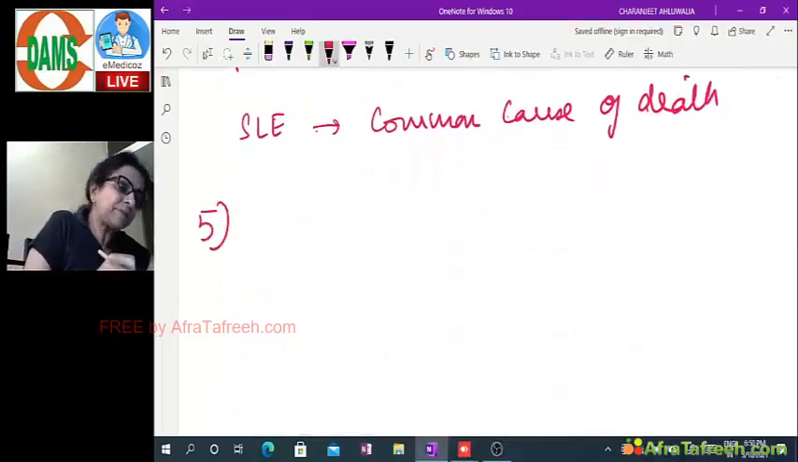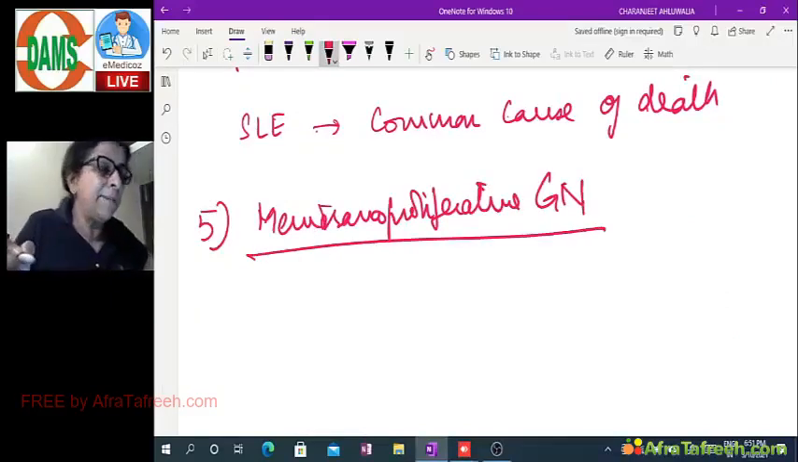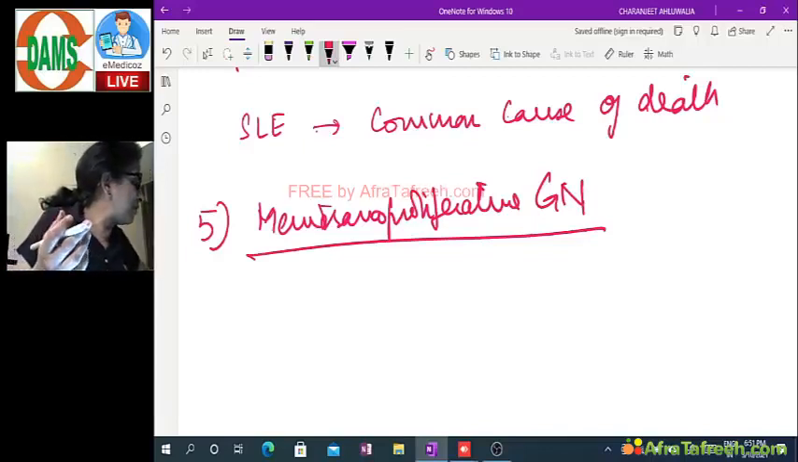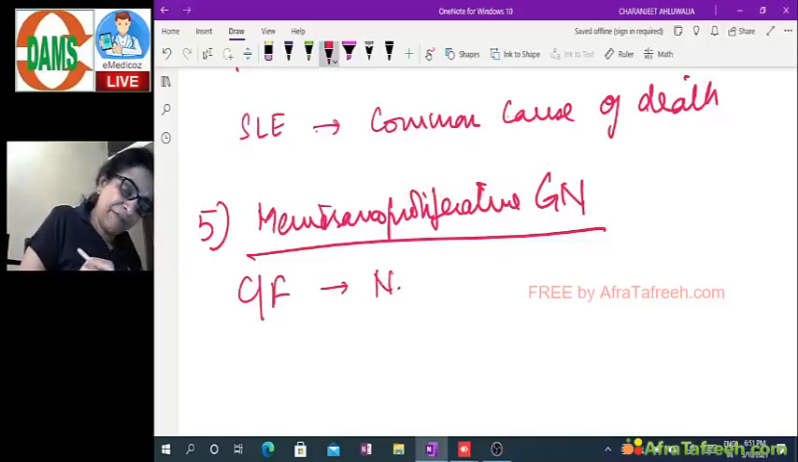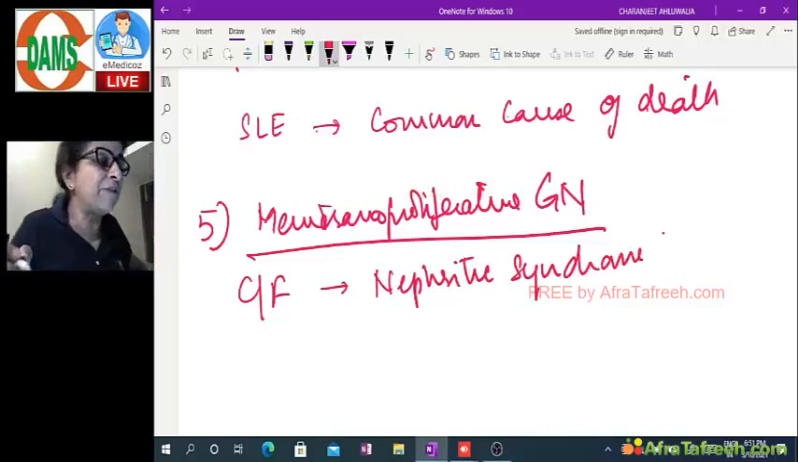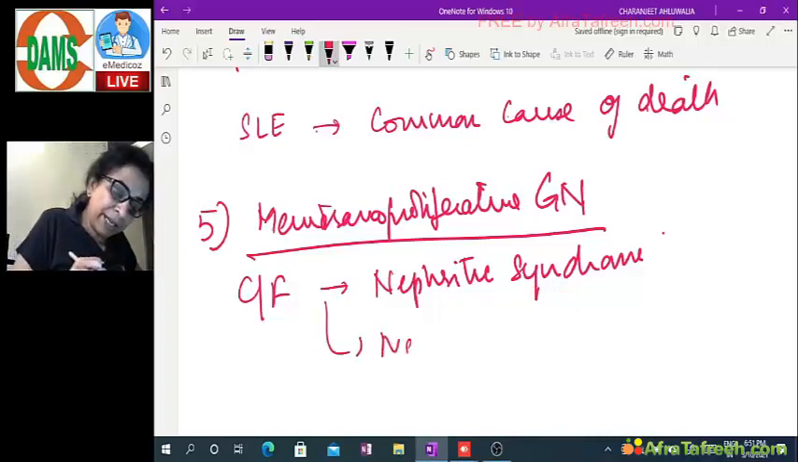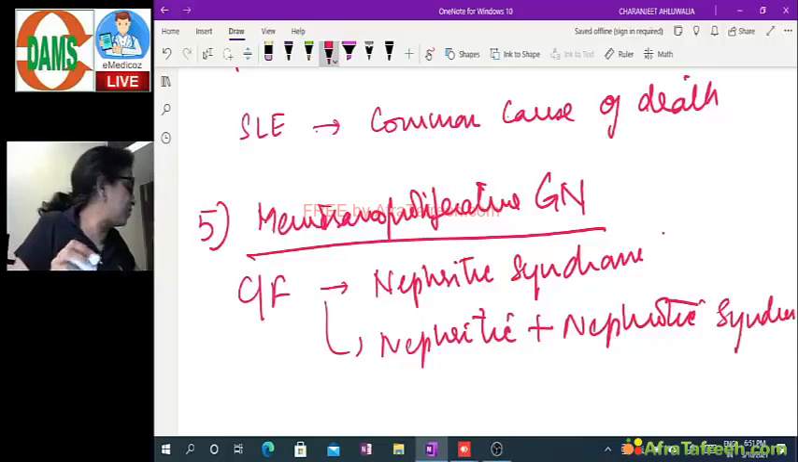Okay, fifth is membranoproliferative glomerulonephritis. Membranoproliferative means GBM is thickened plus the glomerulus is hypercellular. So membranoproliferative glomerulonephritis clinical features: how will they present? They can present with nephritic syndrome. इसको हम nephritic syndrome, glomerulonephritis presenting with nephritic syndrome में पढ़ रहे हैं. So they can present with nephritic syndrome, or sometimes it can be nephritic plus nephrotic picture also. They can present with combination of these two also.